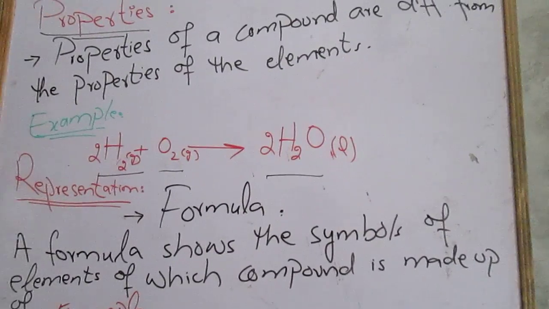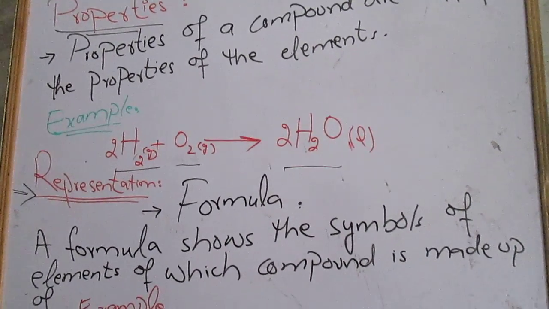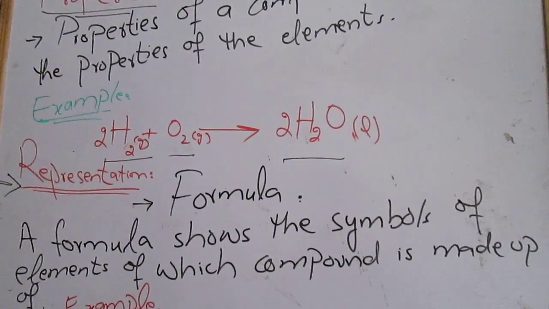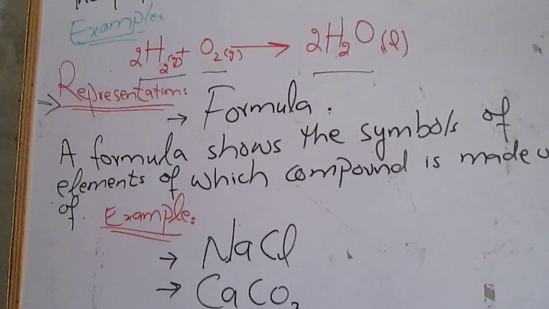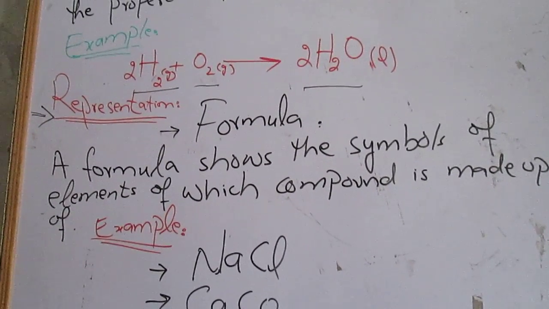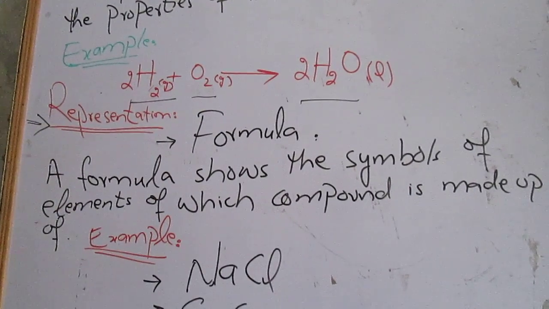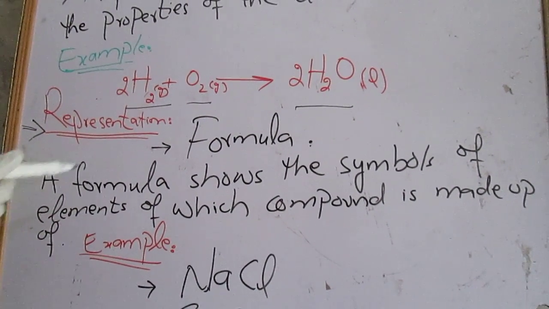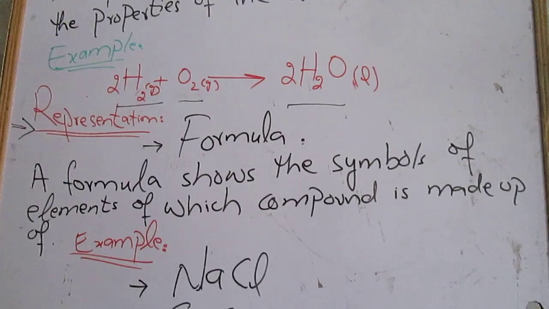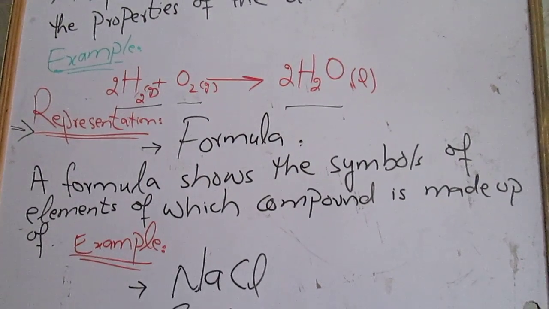Now the representation of a compound. How do we represent a compound? A compound is represented by a formula. Now the question arises, what is a formula? A formula shows the symbols of the elements of which the compound is made up.